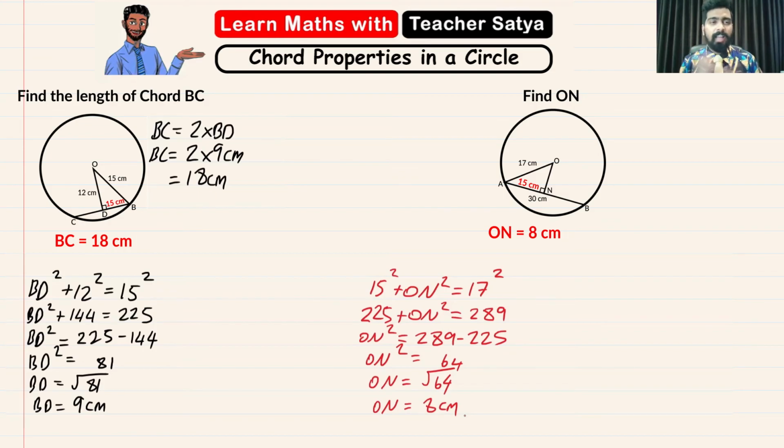And that is how we would use the Pythagorean theorem to find the unknown length in a circle using the chord properties in a circle.